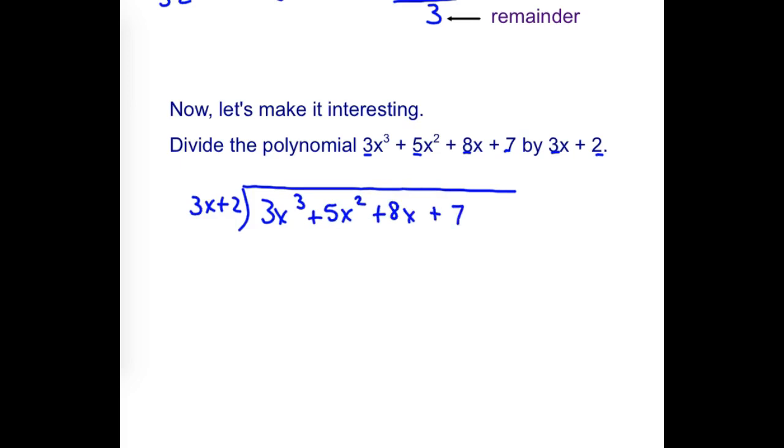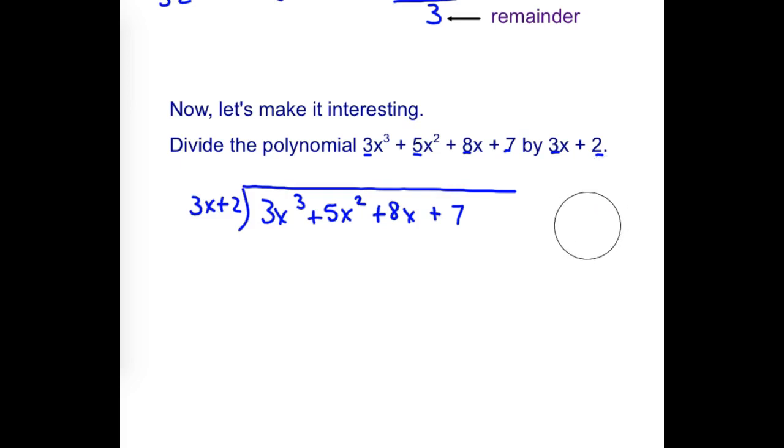One thing to remember with division, whether it's long division or synthetic, if you have any terms that are missing, you do need to put a 0 in there to hold that spot. It's kind of like saying if we're going to divide 302, we wouldn't just write the 3 and the 2. We need that 0 in there.